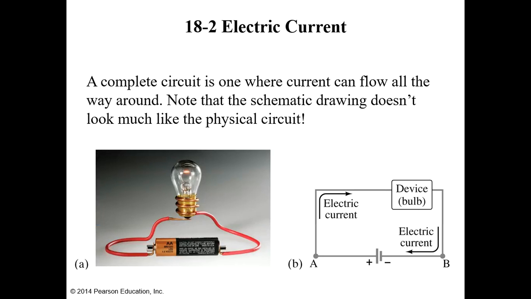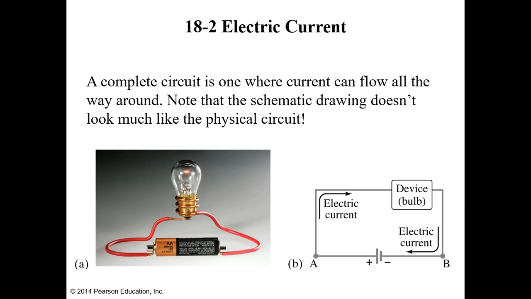So a complete circuit is one in which you can have charges flowing through conductors all the way around from the positive terminal of a battery to the negative terminal of a battery.